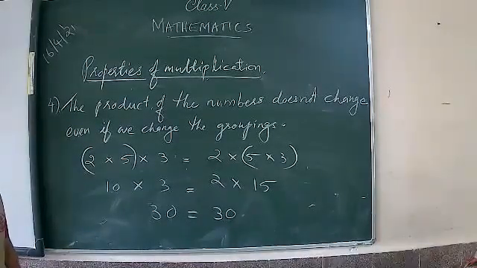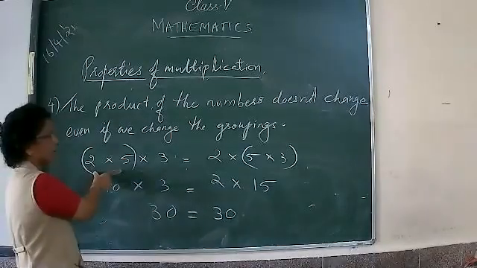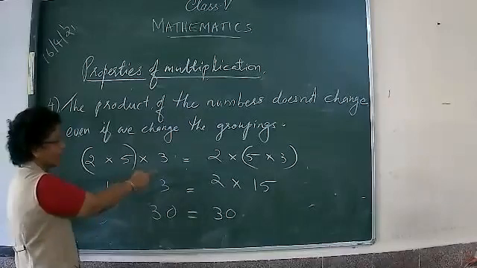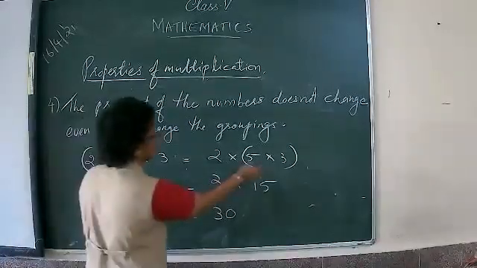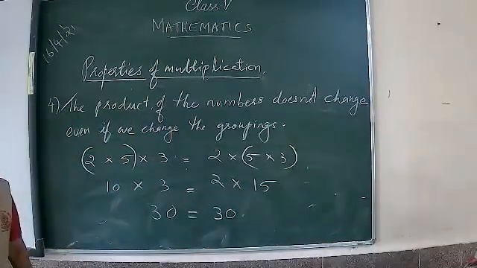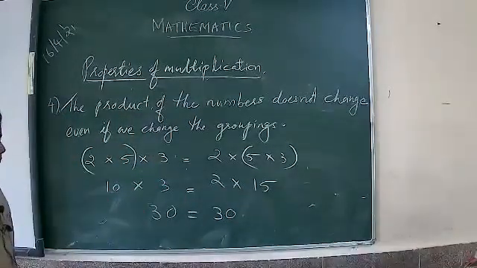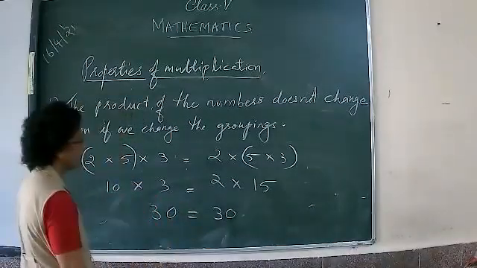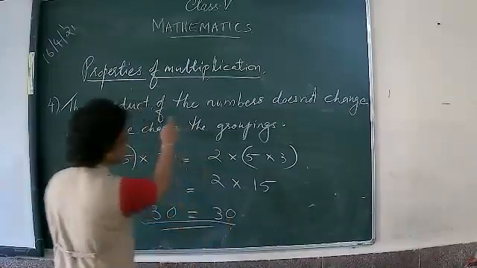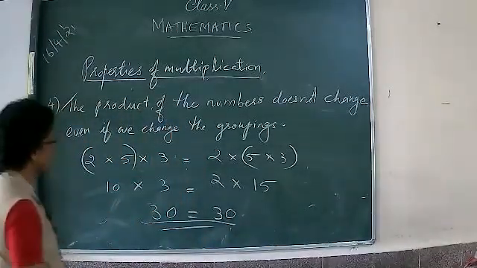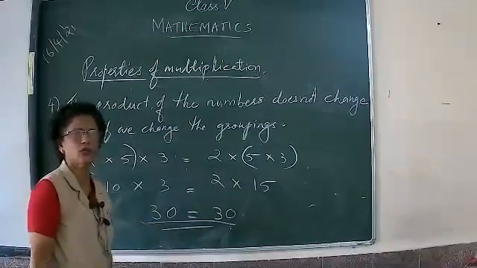Understood, all of you? Even if we change the grouping here, we take the first two digits first and multiply by the third one, or you take the last 2 digits first and multiply by the first one. Anyway, you will get the same answer there. Okay, children? Here, for example, we are getting 30 in both the cases, and if that property is proved here, it says that property is true here. We are proving that here. Understood, all of you?